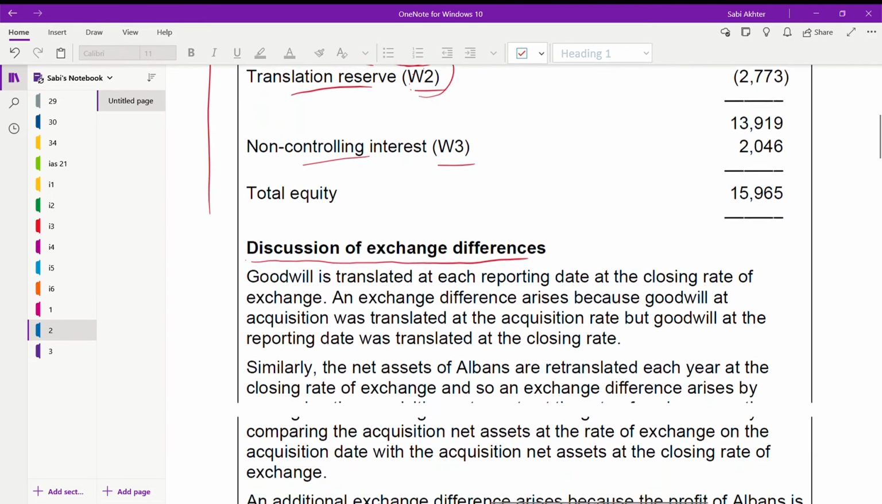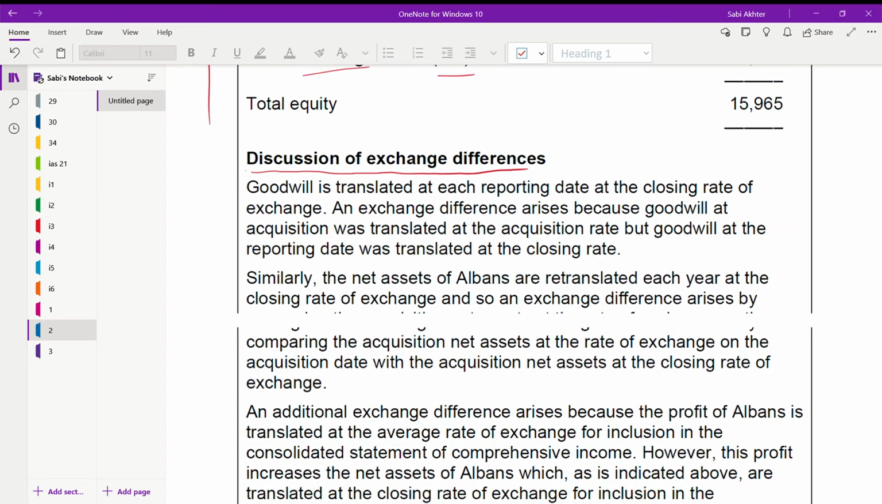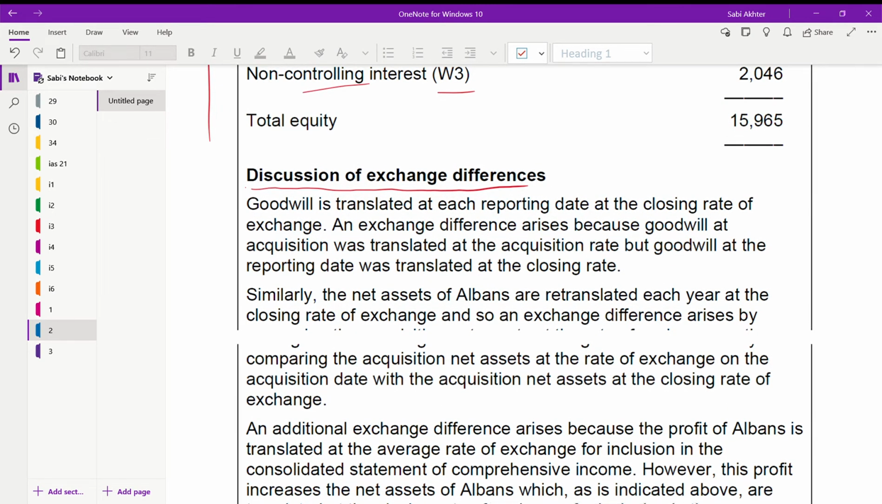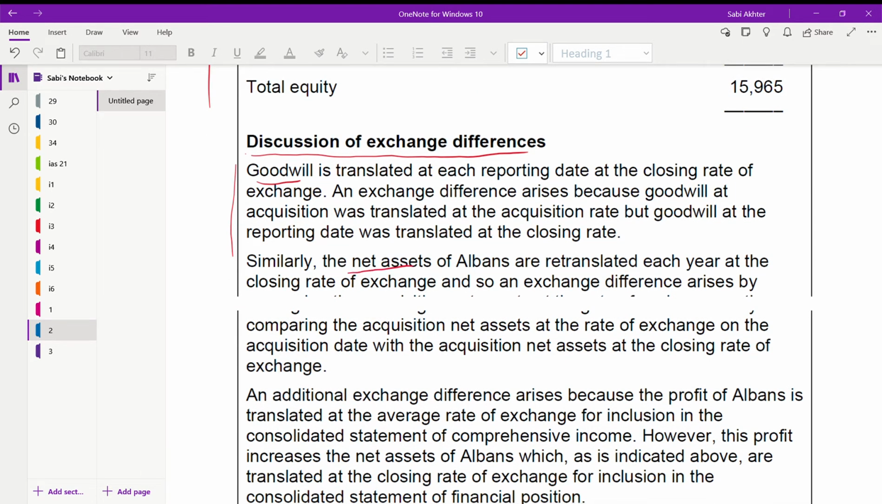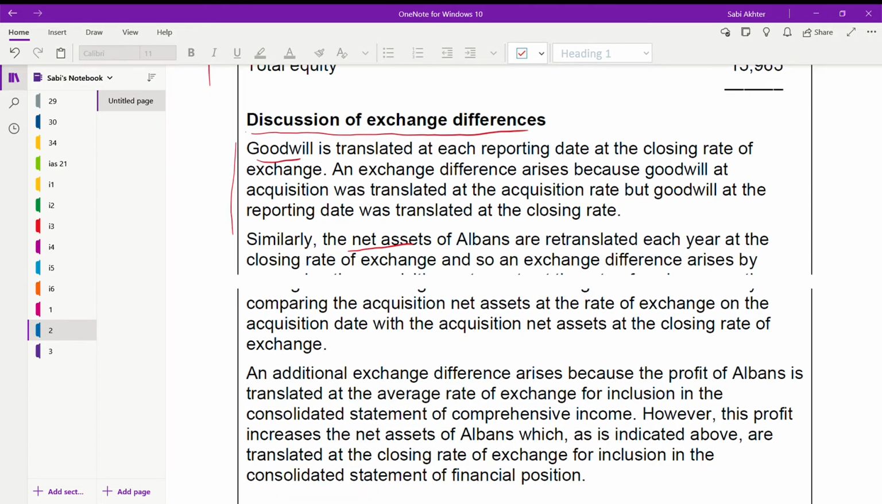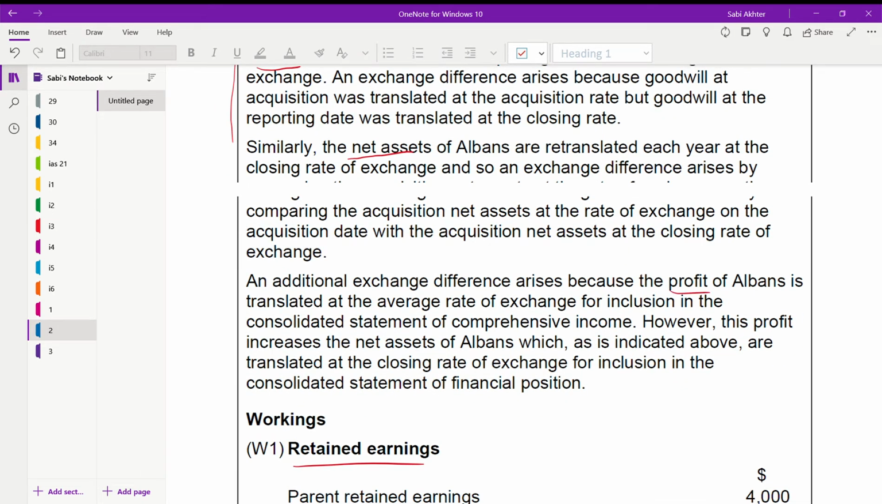So coming to the discussion, let us first finish the discussion part. Why that exchange differences? Because of goodwill. When you translate goodwill, opening goodwill at the opening rate, closing goodwill at the closing rate, that's why that difference is coming. That's what is explained in this paragraph. Because every year the closing rate will change. Similarly for the net asset also. Coming to the profit, the third paragraph talks about the profit. This is translated at the average rate. Anything relating to profit and all.